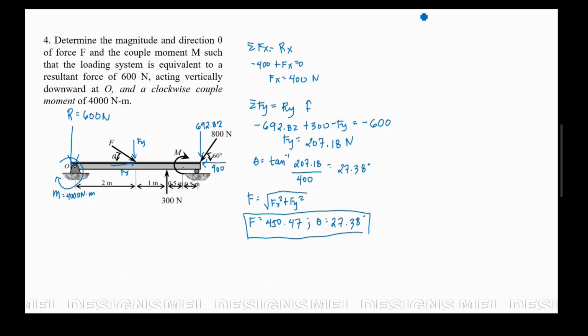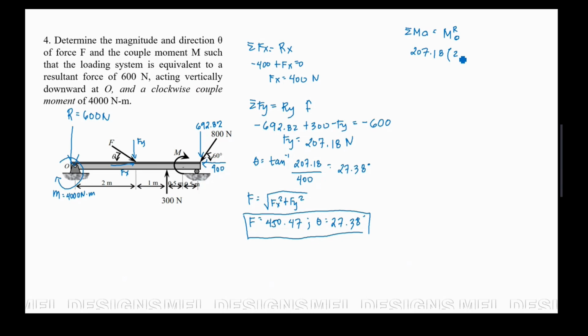Okay, so ganun din. Taking the summation of moment at point C is equal to the resultant moment at point C. Okay. So mag-moment tayo lahat dito sa point O pala, hindi C, point O. Summation of moment at point O is equal to the moment of the resultant at point O. Moment tayo lahat sa point O. So, unahin natin yung Fy. So, we have here positive Fy. So, we have 207.18.